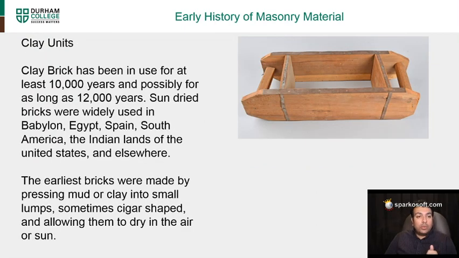Clay units. Now, clay brick has been in use for at least 10,000 years, and possibly for as long as 12,000 years. Sun-dried bricks were widely used in Babylon, Egypt, Spain, South America, the Indian lands of the United States, and elsewhere. The earliest bricks were made by pressing mud or clay into small lumps, sometimes cigar-shaped, and allowing them to dry in the air or sun. So they would put clay materials in molds like these, and then let them sun dry to be used later. This is the type of mold that would be used for clay units.